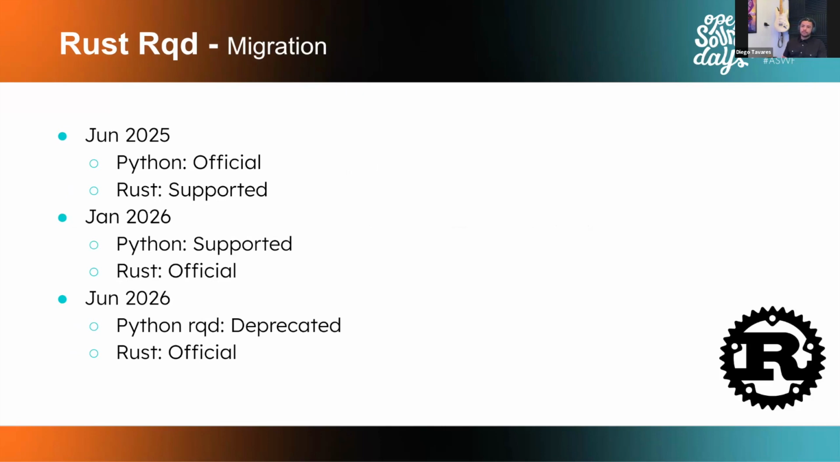Beginning of next year, Python becomes a supported version and Rust becomes official. What this means is that changes will come first to the Rust module and be propagated to Python afterwards. And mid next year, we are deprecating the Python RQD.